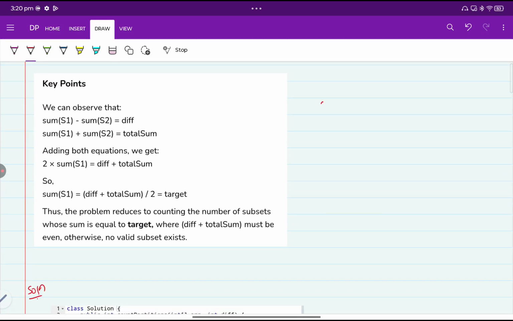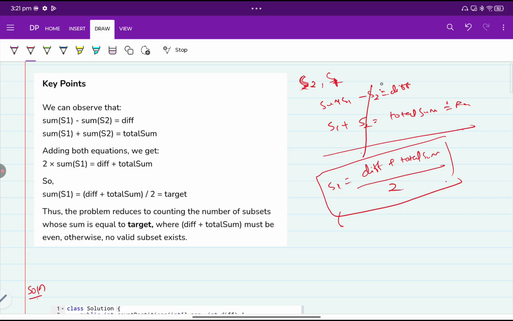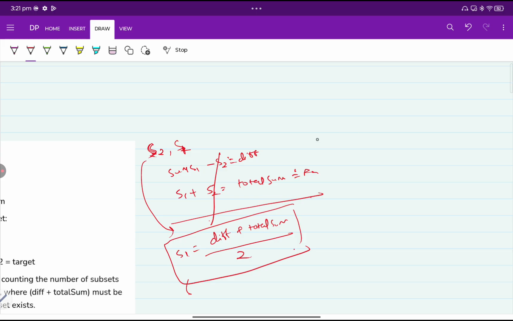There is a concept: subset sum S1 minus S2 equals the difference, and we know that S1 plus S2 equals the total sum, which I call the range. Adding them, S2 cancels, and 2 times S1 equals difference plus total sum. Transferring the 2, S1 equals (difference plus total sum) divided by 2. So instead of considering two different subsets, we have a single target value, which is S1, and the question is totally reduced to the count of subsets with a given sum.